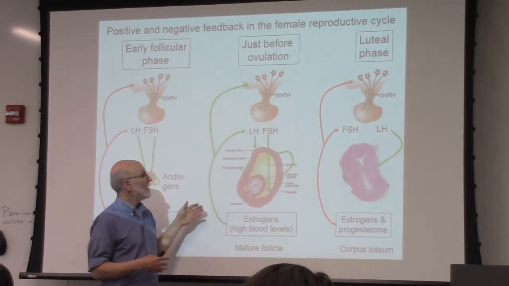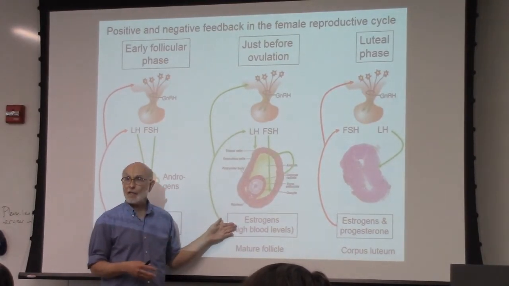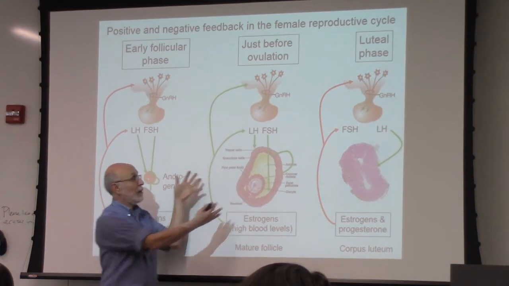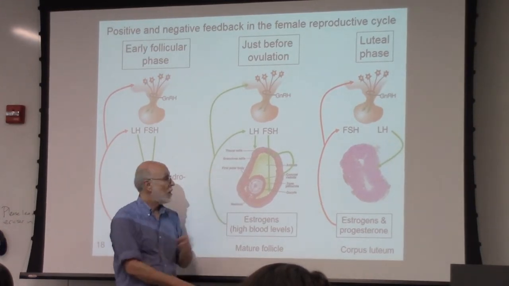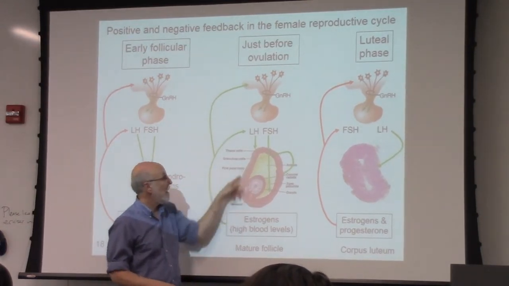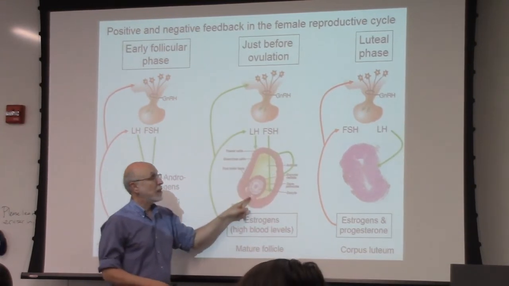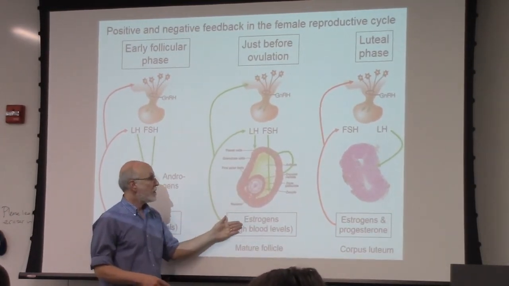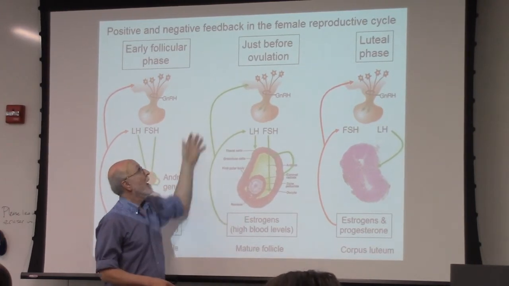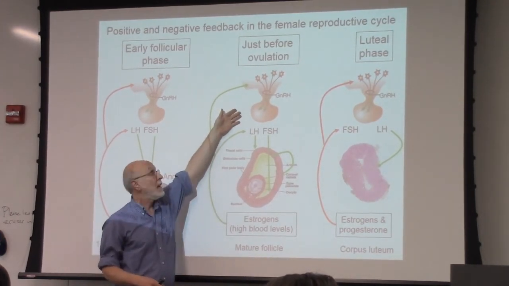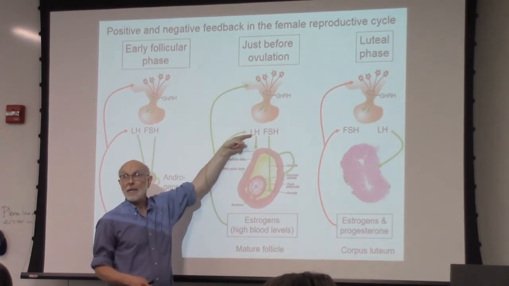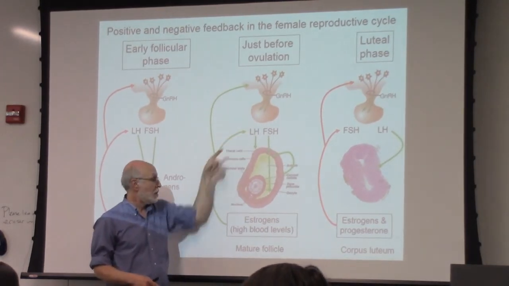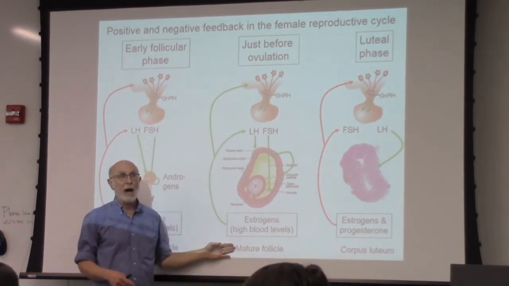Just before ovulation, there are high levels of estrogen because the cells have proliferated into this complicated structure, large amounts of thecal cells, large granulosa converting the androgens into estrogens, high concentrations of estrogen triggering a positive feedback event, leading to a spike in LH and FSH, which causes the mature follicle to be ovulated.